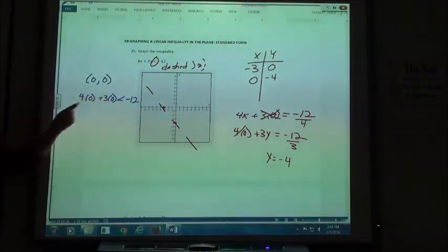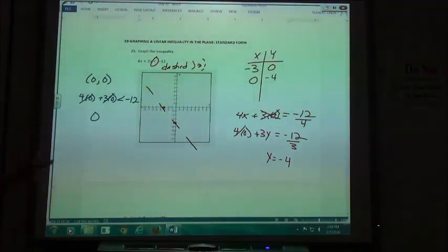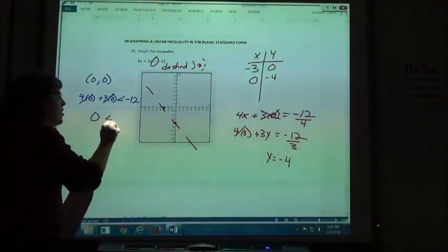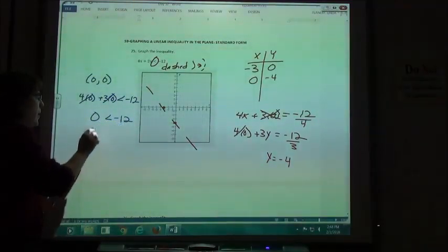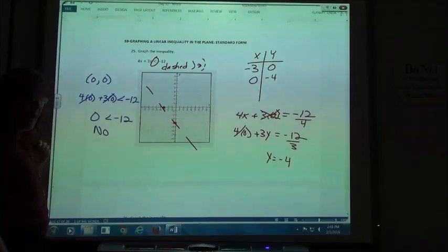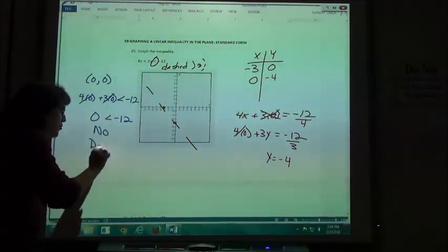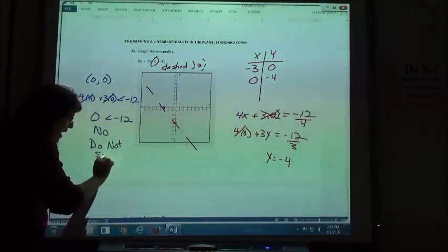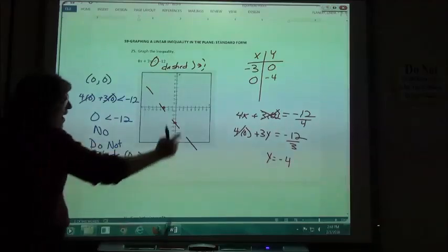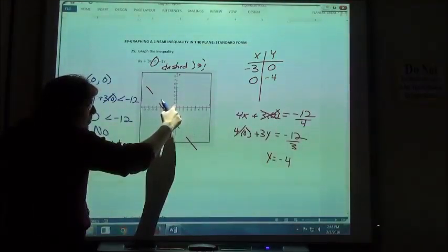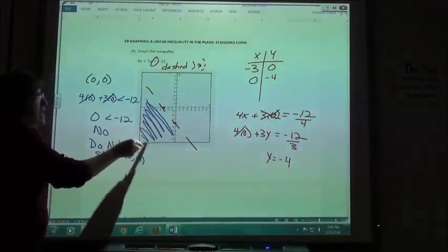Well, why did I use 0, 0? Because that makes this 0 and this 0, and so my whole side is 0. That's easy to do. Is 0 less than a negative 12? Is 0 less than a negative number? No, definitely not. So since 0 is not less than negative 12, you do not shade the 0, 0. So I don't want to shade where the 0, 0 is. I have to shade the other side of my line, so I end up shading down here.